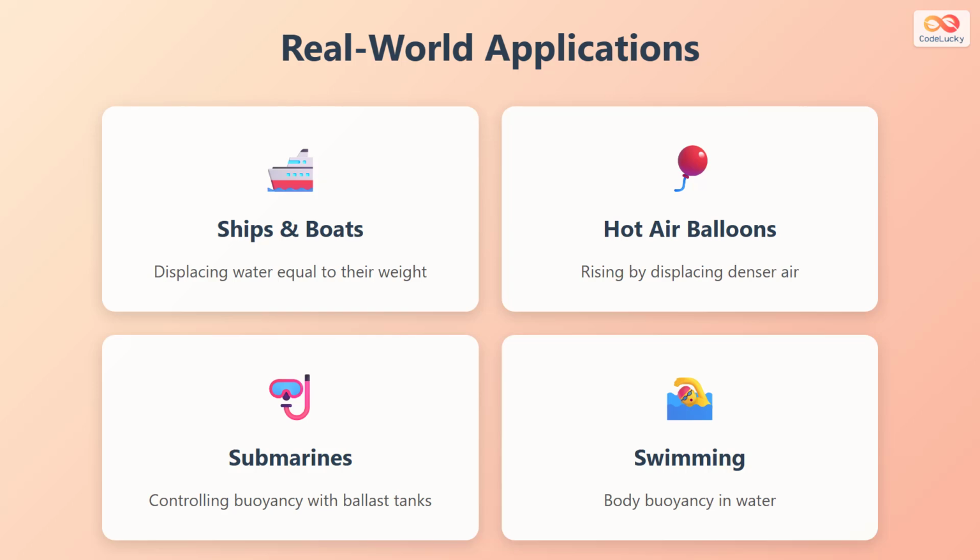Archimedes' principle isn't just theoretical, it's everywhere in the real world. Ships and boats are designed to displace water equal to their weight, allowing them to float despite being made of dense materials like steel. Hot air balloons rise because they displace denser, cooler air. Submarines control their depth by adjusting their buoyancy using ballast tanks. Even when you're swimming, you experience buoyancy as your body displaces water and feels lighter.